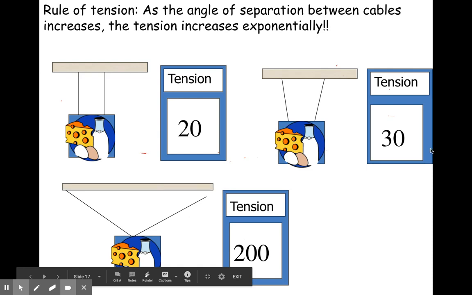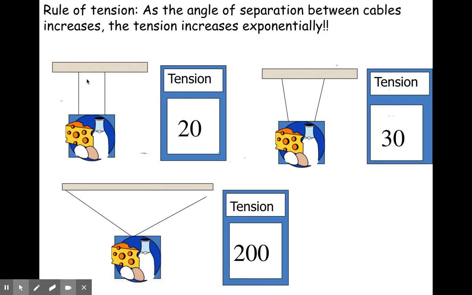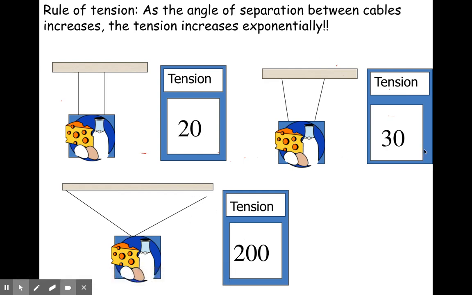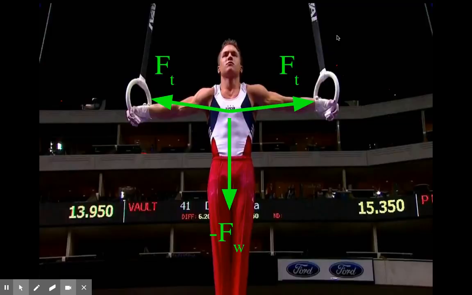All right. So, for example, just a real thing quick, as you notice, straight up and down, the tensions, let's just say it was 20 on each rope. Well, now as we start to spread it, the tension goes to 30 to each rope, and then look at that. So it increases exponentially. Very important.